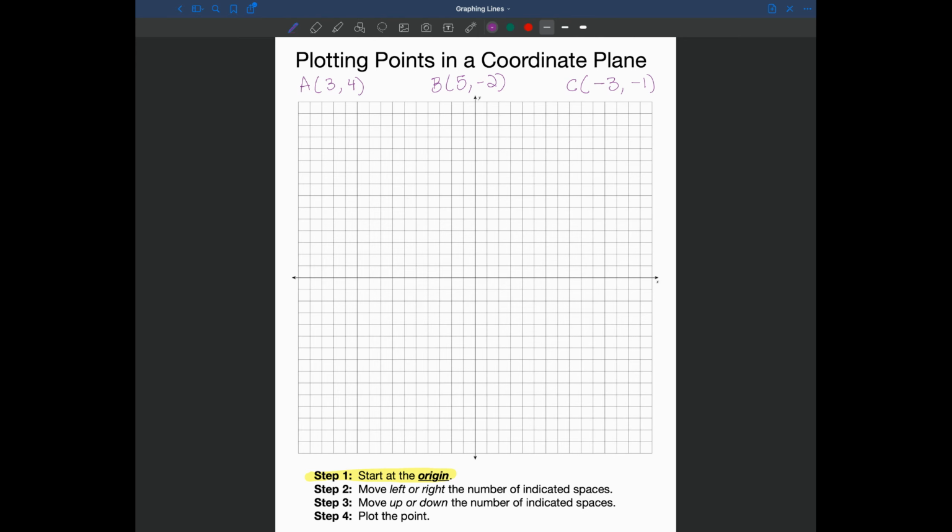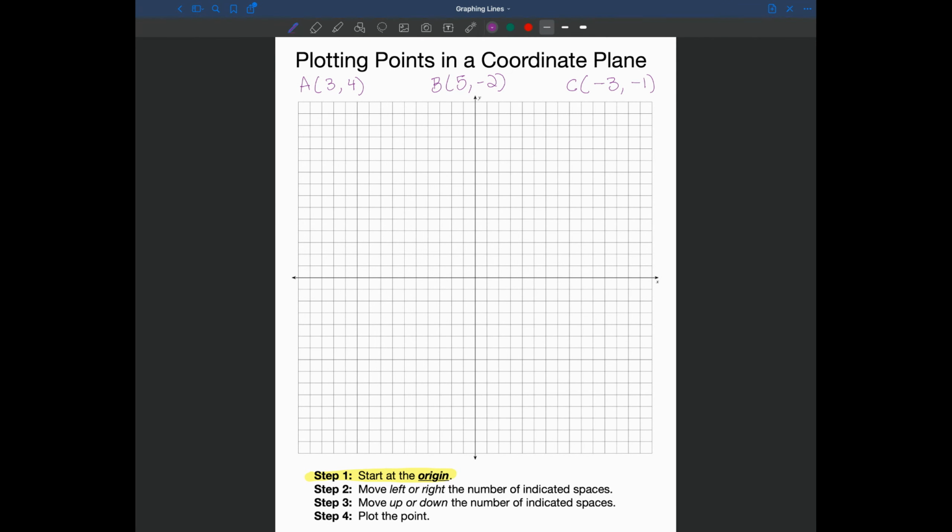Continuing on, this time we're actually going to be plotting our points in our coordinate plane. So the rules for plotting our points are: we always start at the origin. We're going to move left and right the indicated number of spaces that corresponds to our x value. Then we move up or down that corresponds to our y value. And finally, step 4 is to plot our point.